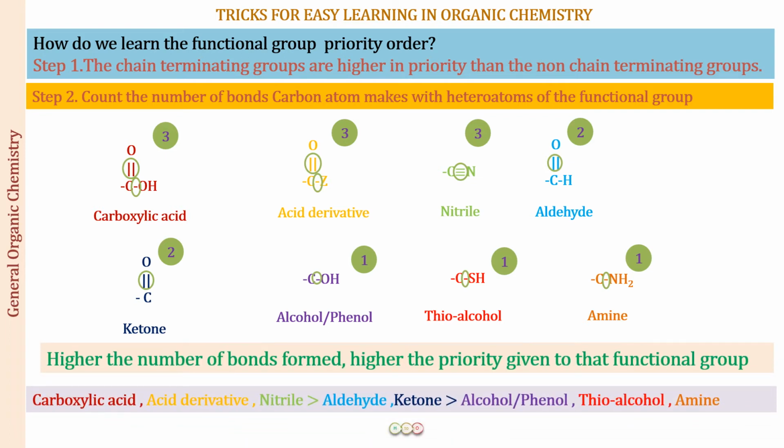Alright, so this means that the carboxylic acid, the acid derivatives, the nitriles, which have the bond value of 3, are going to be higher in priority than the aldehydes and the ketones, where the bond value that we have calculated is 2. And then we have the alcohol, phenols, thioalcohol and amine with the bond value of 1. Now, the next step is to make a priority order of these groups where the bond value that we have calculated with this trick is 3. So let us move further.